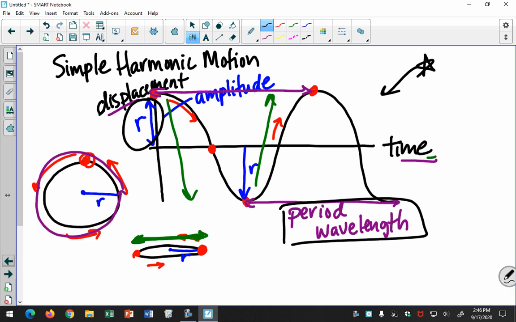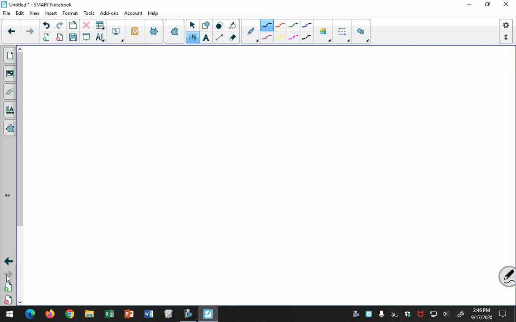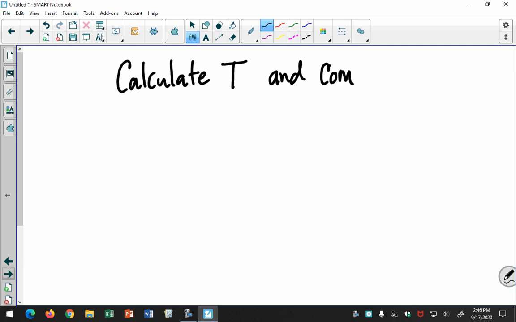Yes, I do want you to do that, but we're also going to calculate it. So let me get a blank piece of paper here. The point of today's lab is to calculate the period, calculate T, and compare to what you found in the graph. Compare to T from your plot.